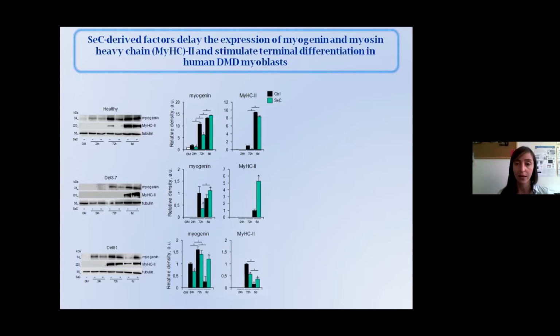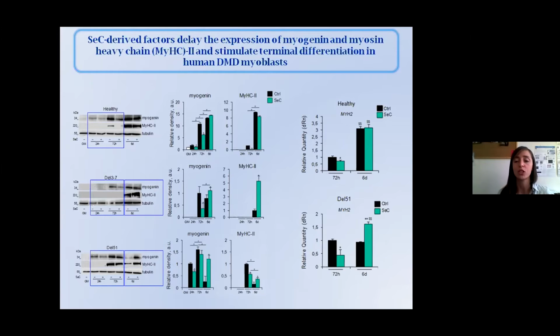To have more information about the role of Sertoli cells in the differentiation process, we analyzed the expression of myogenic markers, in particular myogenin and type 2 myosin heavy chain. As we can see by Western blotting analysis, in human myoblasts, the presence of Sertoli cells delays the expression of myogenic markers in the first part of the differentiation process, whereas in dystrophic myoblasts, at 6 days of differentiation, in presence of Sertoli cells, we have an upregulation of the expression of myogenin and type 2 myosin heavy chain. And these results were confirmed also by real-time PCR analysis for the gene of myosin heavy chain in dystrophic myoblasts. So these data suggest that Sertoli cells favor the terminal differentiation in dystrophic myoblasts.